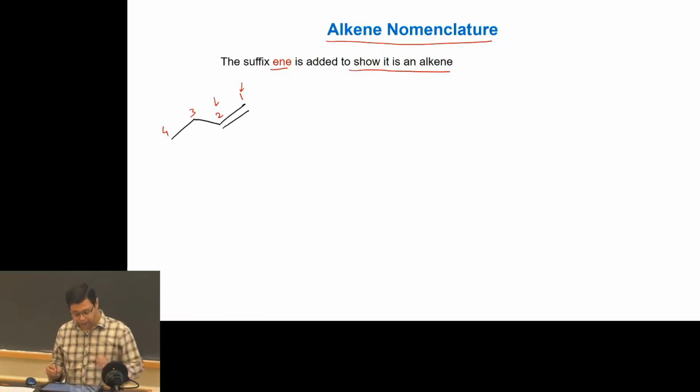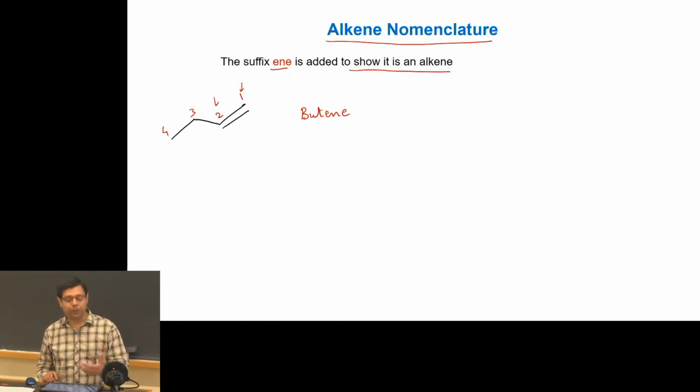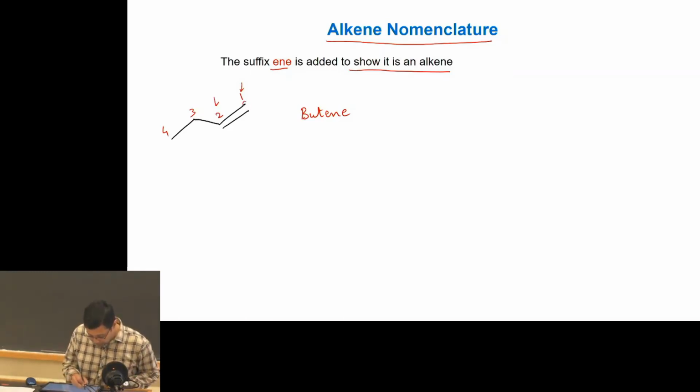It's a 4-carbon chain. 4-carbon is but. Because it's an alkene, you're going to call it butene. The last step now is to add the position of the double bond. The double bond is starting at carbon number 1. So this is 1-butene. Let's take another example.